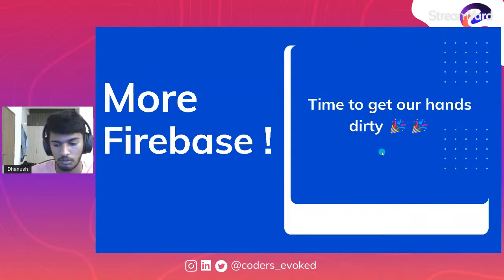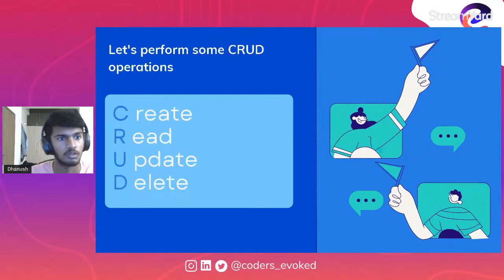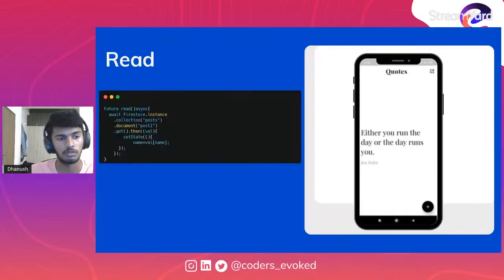So we'll be looking into the CRUD operations. I told you that we'll be looking into CRUD operations later in the session, right? So CRUD stands for create, read, update, and delete. Those are the basic functions. So now we'll be looking into read. This is basically the code for read. It's pretty straightforward. You're just calling the method Firebase instance collection.